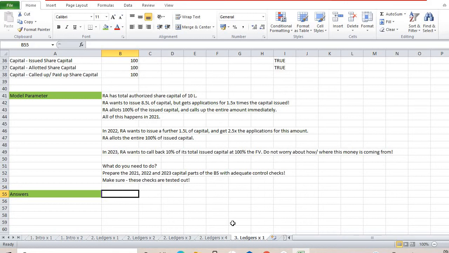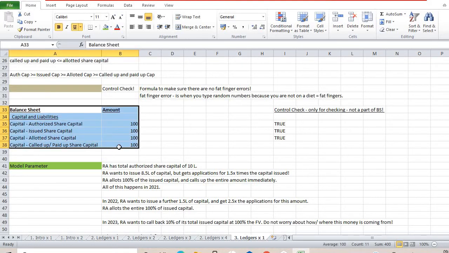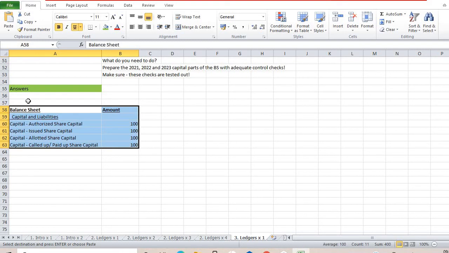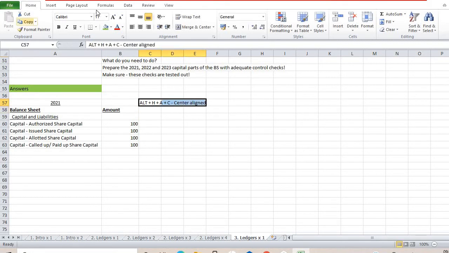Okay, so what I want you guys to do right now is come up with the answers. So the answers with respect to how this is going to look, I'm just going to copy the balance sheet now for 2021. So 2021, let us start with 2021 balance sheets. So I'm going to press Alt H A C, I'm going to make it center aligned. I don't know if I've already told you this, but I will tell you again. Alt plus H plus A plus C, center aligned. So I want you guys to remember this. And so let us start.